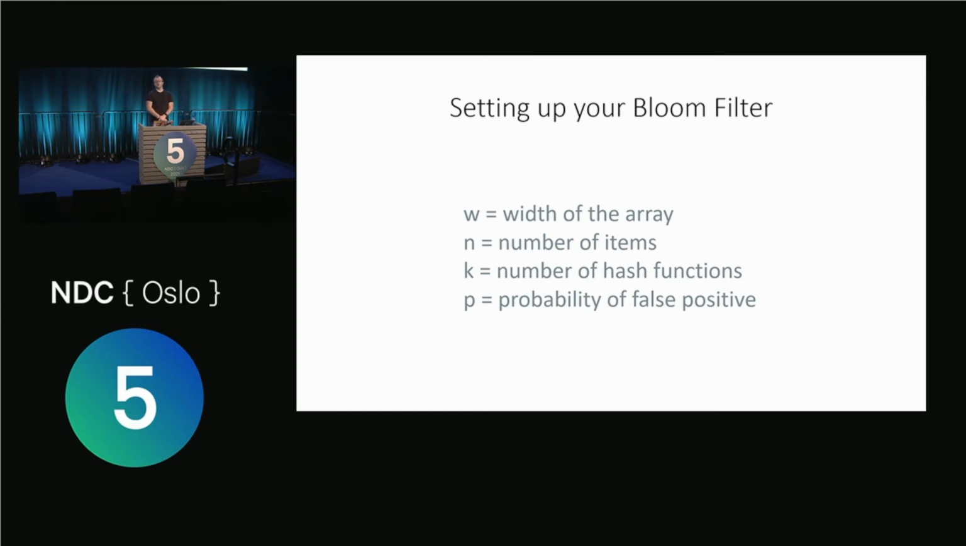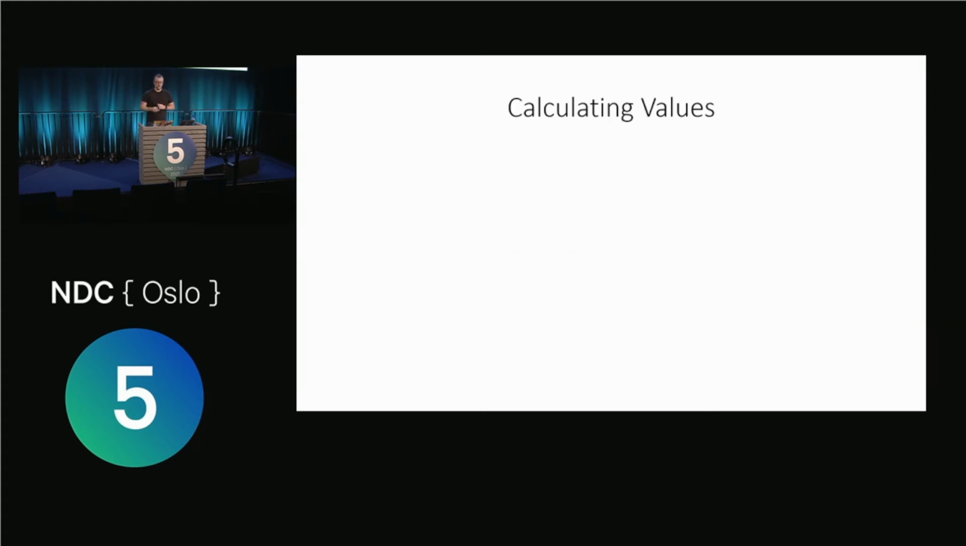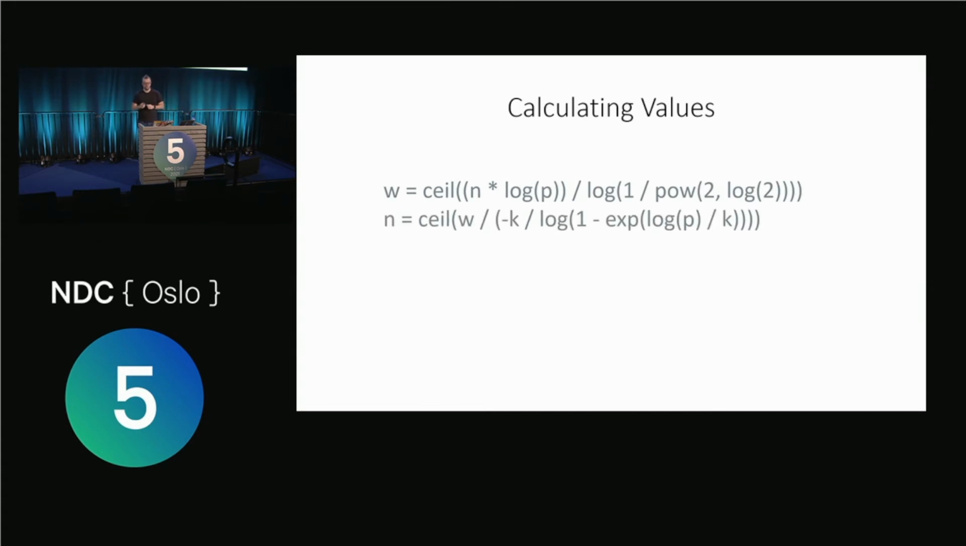Now, in order to calculate these values, generally what you will do is pick one or two that you want to set and control, and then the other two can be derived from the two that you've picked. So we know how many items we're going to insert, and we know what our desired probability of false positive is. And from that, we can determine, therefore, what should be the width of the filter and how many hash functions we should use. So depending on which values you start out with, and I know this might appear terribly complex and awful, there are fantastic calculators online, right? You literally go and just say, we want a 1% false positive probability and we're going to insert 1 million items. And it will just tell you what the other two values need to be.